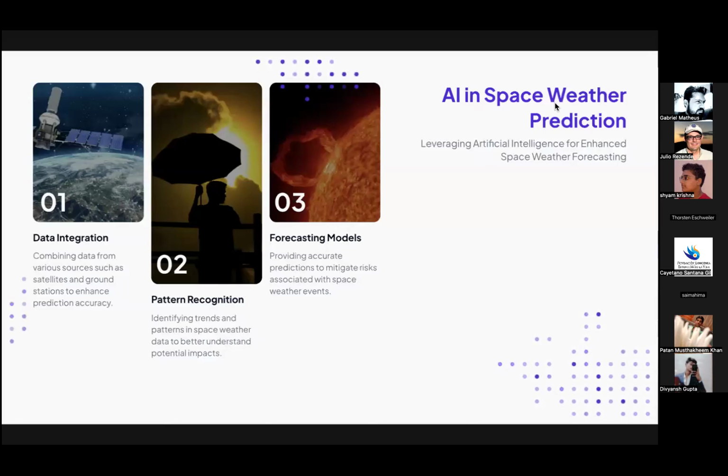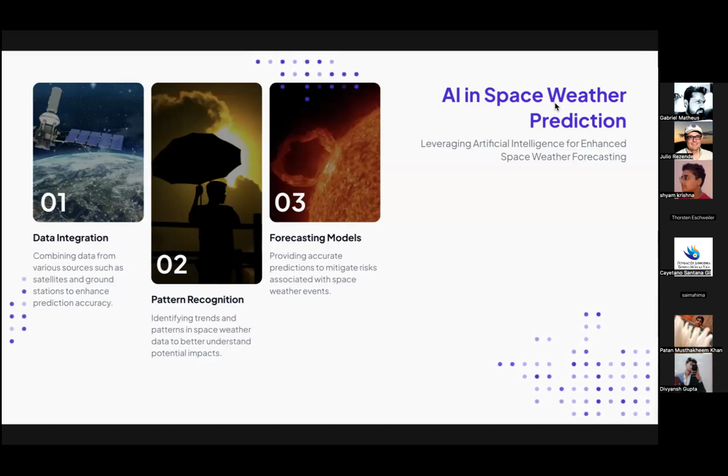My teammate's internet got stuck, so I am continuing the presentation. AI in space weather prediction: how we can use satellite imagery and satellite-based data to predict the upcoming weather. First is data integration, pattern recognition, and forecasting models.